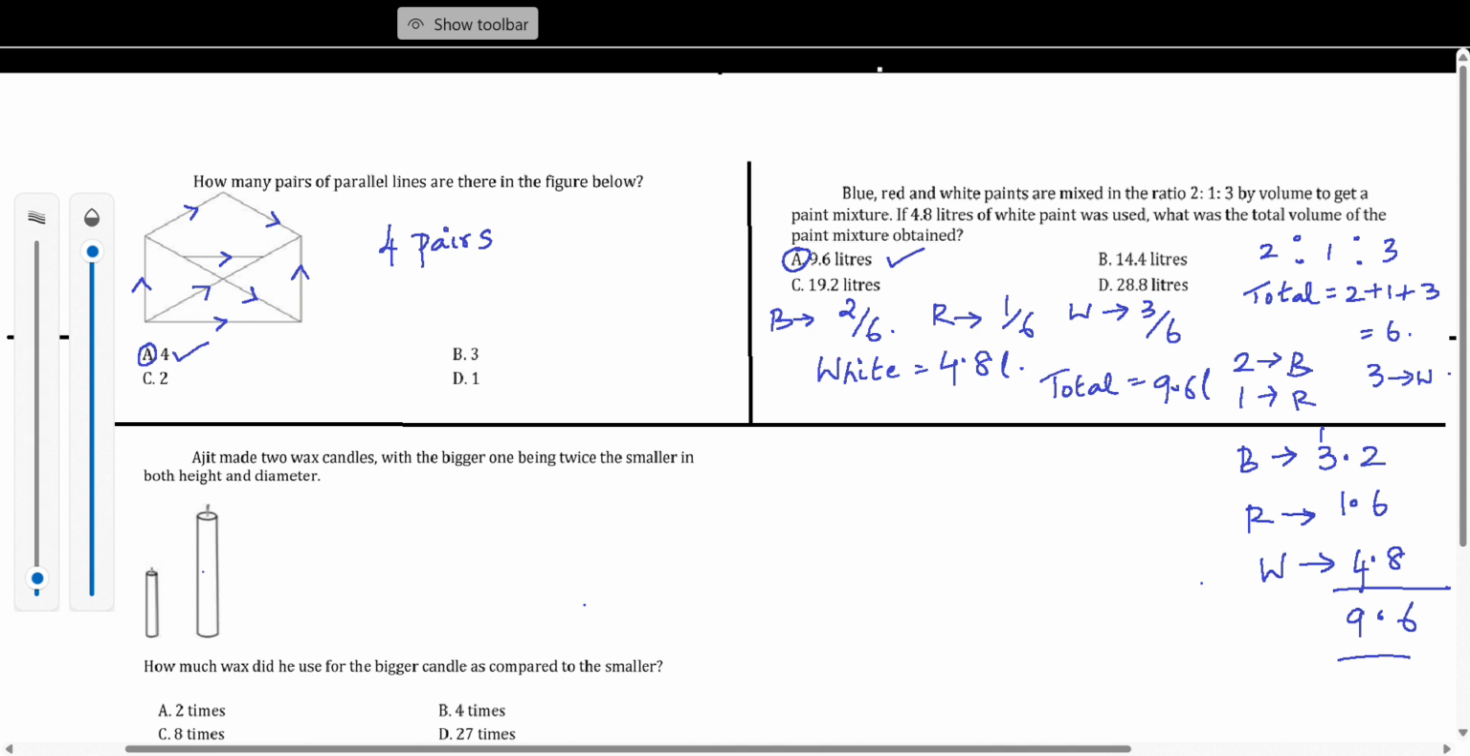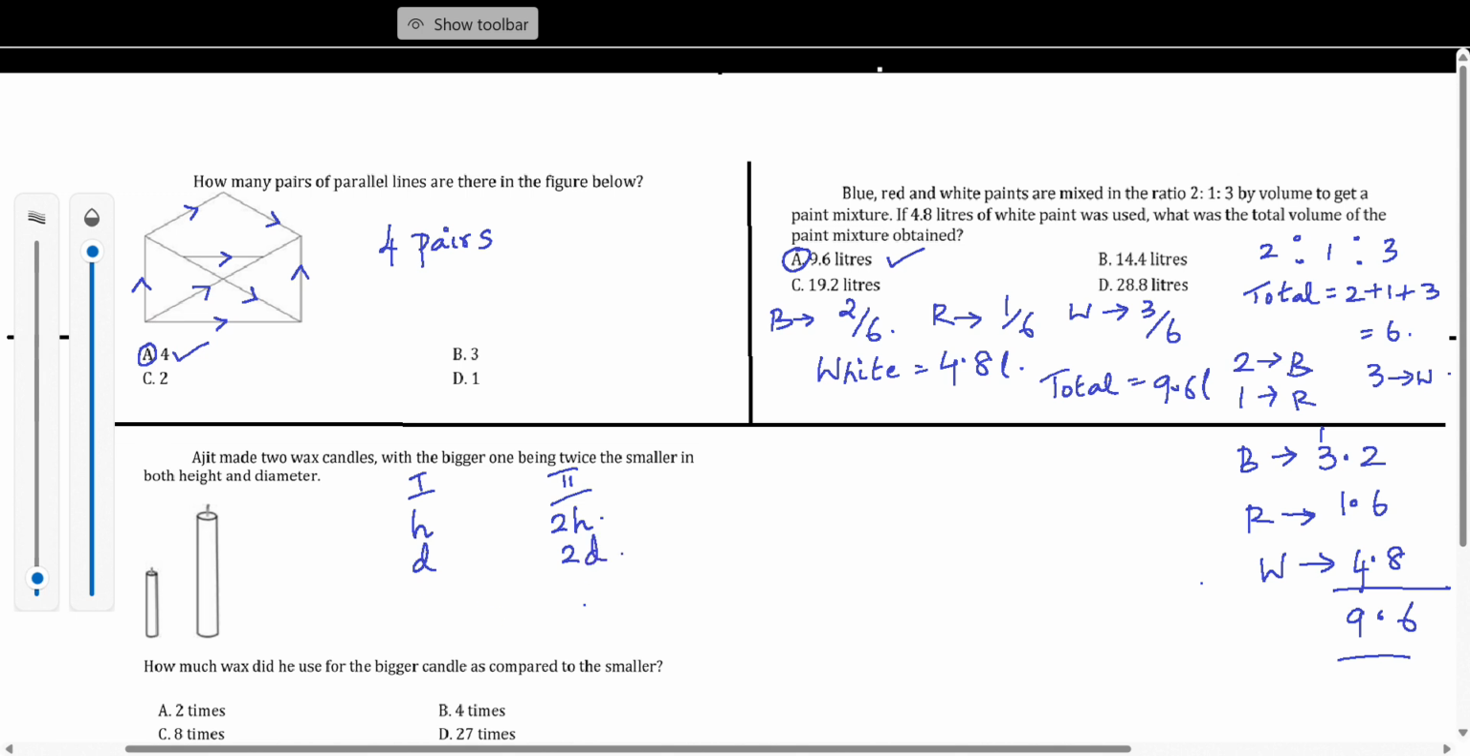Going to the last question at the bottom here. We can see 2 wax candles, a small one and a big one. The property is that the bigger one is twice the smaller in both height and diameter. So if the small one, so this is candle 1, this is candle 2. If the height of the smaller one is h, the bigger one is twice of that, 2h. And the diameter is d and this is twice in diameter, 2d.